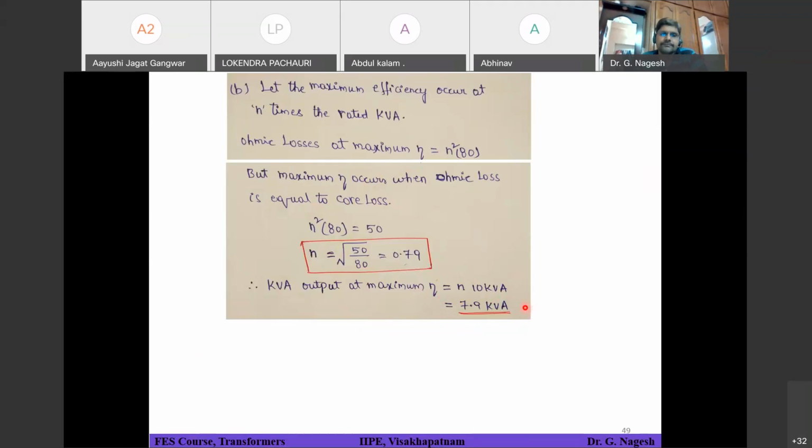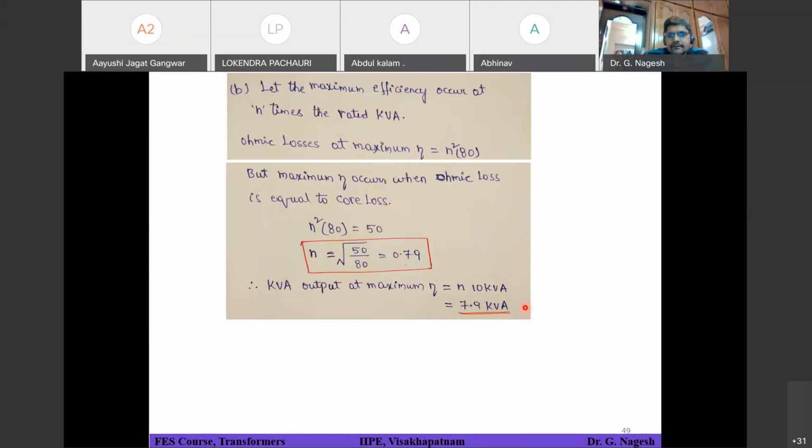Got it now? So everyone understood this, right? We have already discussed all these things. So N is nothing but the root of core losses divided by full load copper loss. From that you have to calculate N, and the kVA corresponding to maximum efficiency is N into rated kVA, which is 7.9 kVA. Okay. Understood?